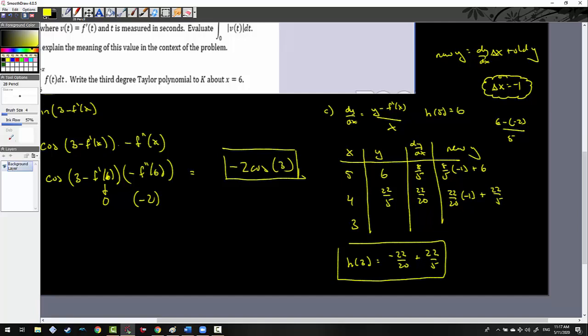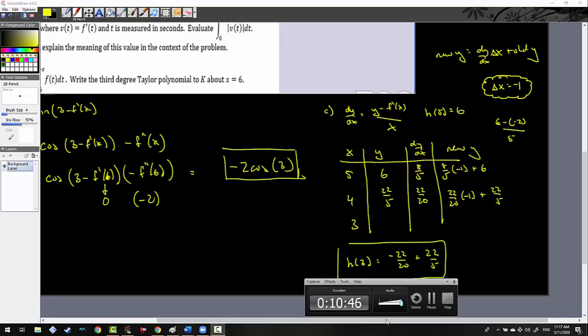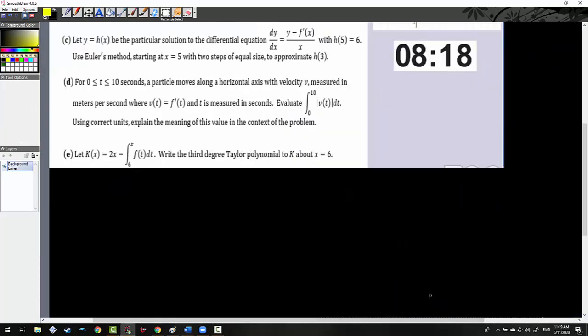Okay. Let's clean up the board a little bit and we'll move on to parts D and E. Part D reads, for 0 to 10 seconds, a particle moves along the horizontal axis with a velocity v measured in meters per second, where v of t is equal to f prime of t, and t is measured in seconds. It wants us to evaluate the integral from 0 to 10 of the absolute value of v of t dt. And using correct units, we have to explain the meaning of the value in the context of the problem.